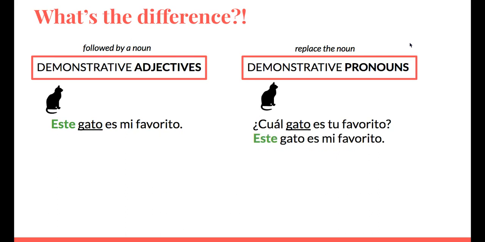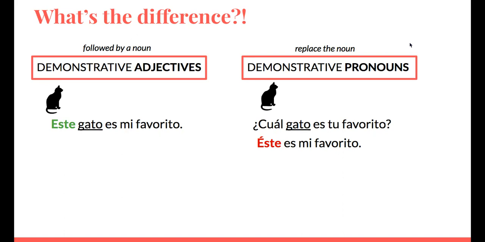So I'm going to take "este gato" and squish it all together, put an accent on the first E in "este," and I get this one, "éste." Does this matter when you're speaking Spanish? Not in the least. Does not matter because it doesn't sound different.